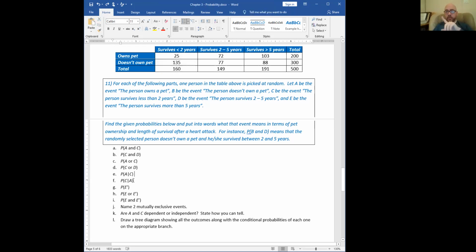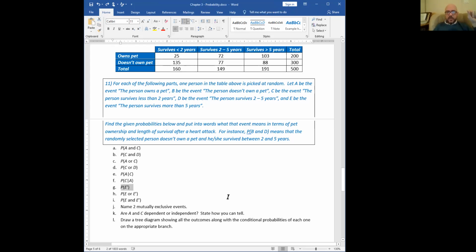C given A looks very similar, but now we're restricting ourselves to just pet owners. So within just the pet owners, what's the probability of C? 25 out of the 200 pet owners. So F is 25 out of 200.